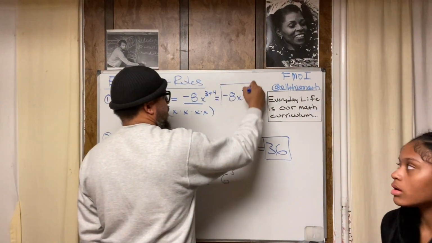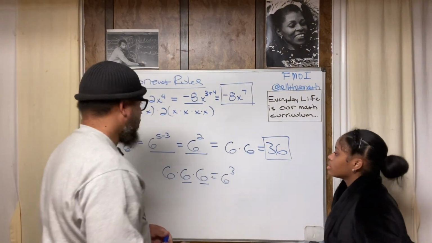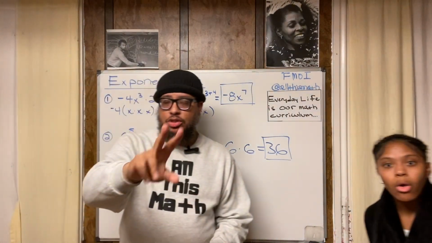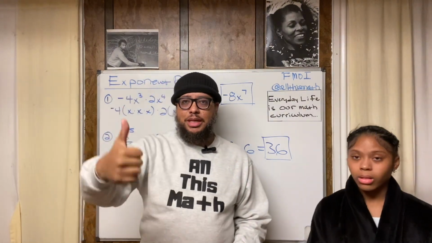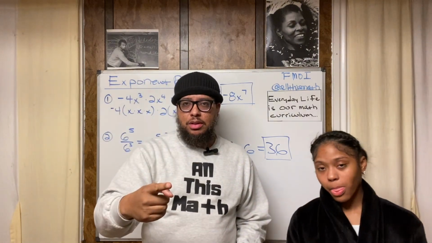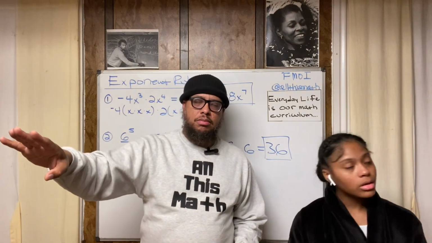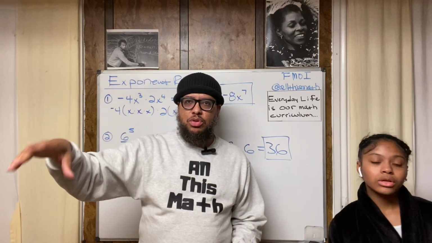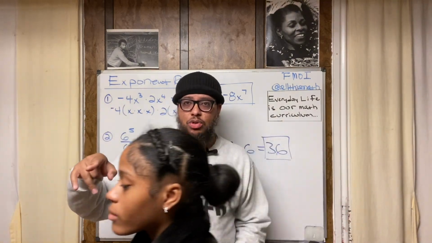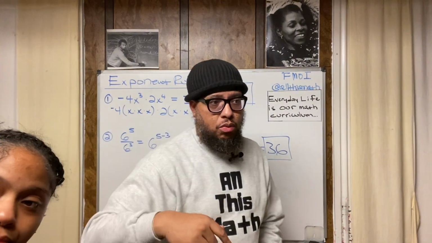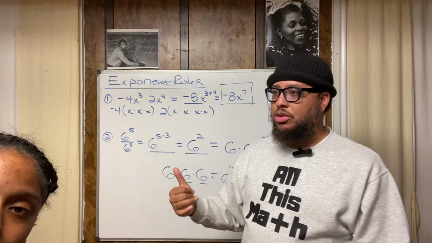Just like up here, negative 8x to the 7th power. So look, these are two very important fundamental exponent properties: the multiplication property and the division property. There's like 4 more of them that I have in other videos on the channel. Make sure you subscribe to the channel. We're going to do more videos about those as well.